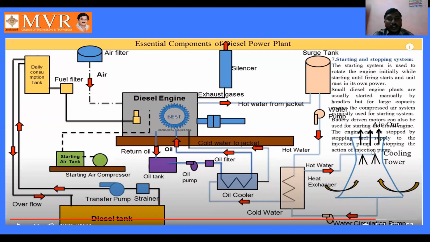In the diesel power plant, we need the starting and stopping system also. Starting and stopping means, when we start the engine, how we start the vehicle, and how we stop the vehicle. For starting and stopping of the vehicle, this is how it works in the diesel power plant.